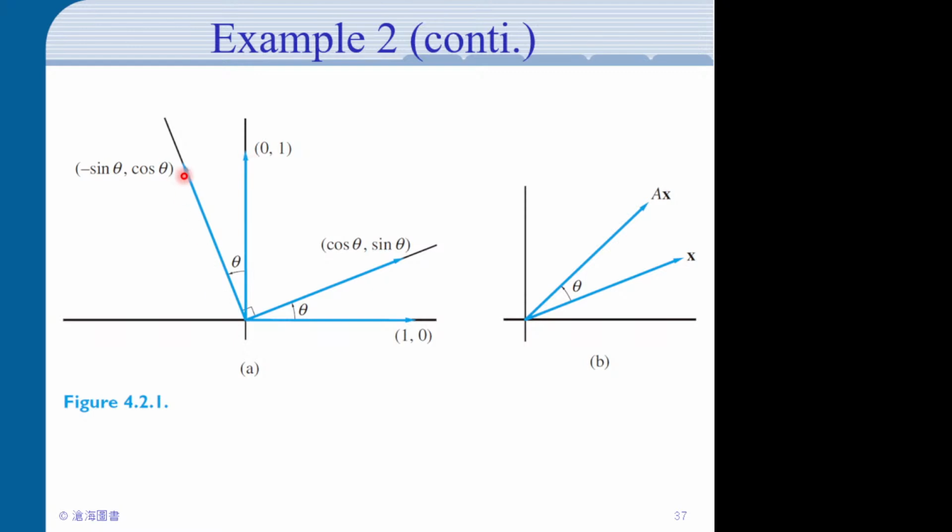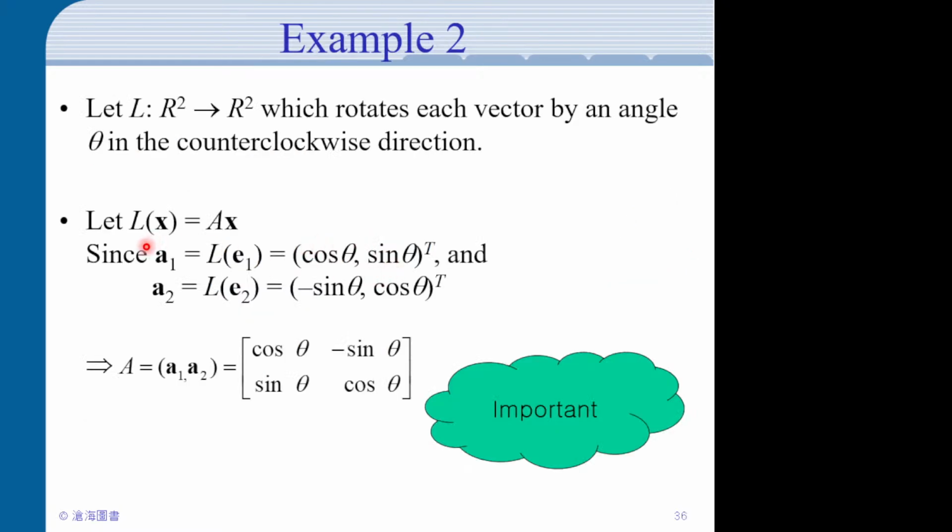And similarly (0, 1) gets rotated here, and so the x-axis is this line and it's minus sine theta, like this. And the y-axis is this one and it's cosine theta. Okay. So minus sine theta, cosine theta. And yeah, so A1 as we say should be cosine theta, sine theta, and A2 should be minus sine theta, cosine theta.